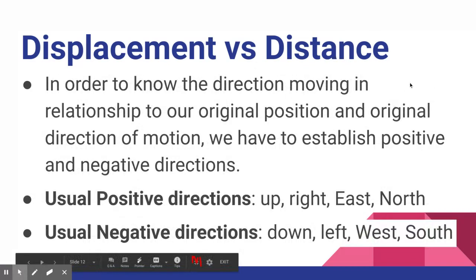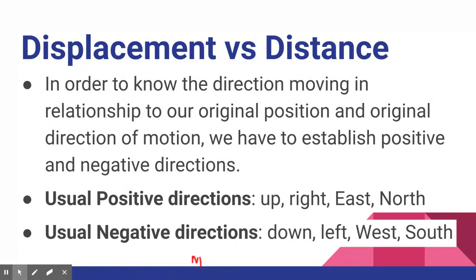Okay. Now, in order to know the direction moving in relationship to our original position and original direction of motion, we have to establish positive and negative directions, more or less. Typically when we're practicing this, we associate certain directions with being "positive" and some being "negative". All it means is that we establish that we're expecting our guy to move in this direction, and if he doesn't, you're subtracting, you're going the opposite direction.